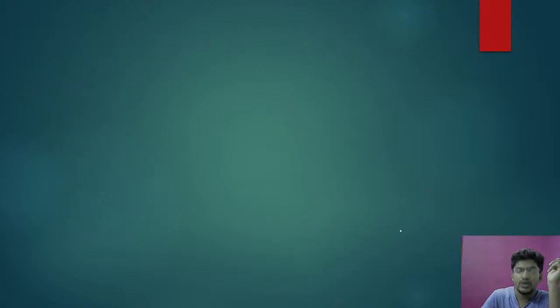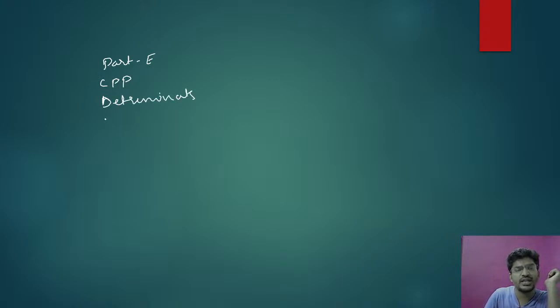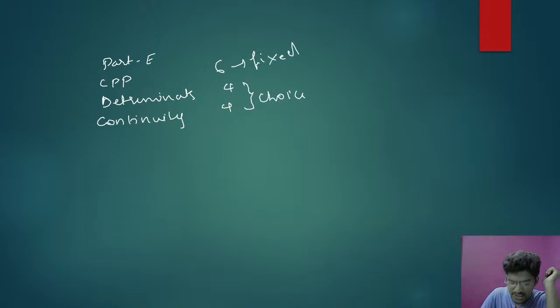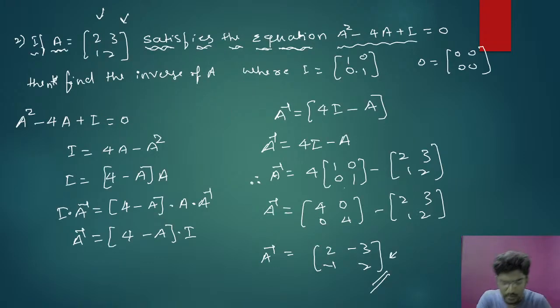So we have completed our part E. Here you can see LPP, one from determinants, another from continuity. This is 6, 4, 4. So you will have a choice here. This is fixed, you make this as fixed. So if you take the choice here, it will be 6 plus 4 equal to 10. So solve continuity problems also and solve your determinants problems also.